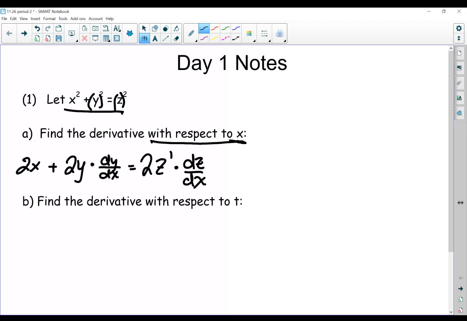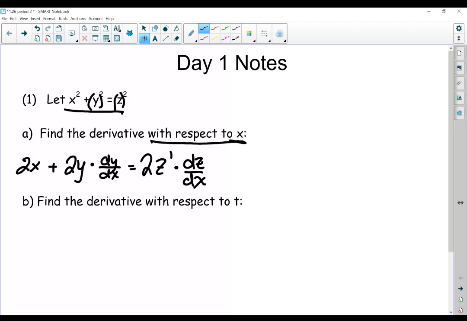Now if you look at the result here, I end up with a relationship, aka an equation, that relates x, y, z, and the rates of y and the rates of z together. This is what we call a related rates equation. It's just an equation that relates rates together.